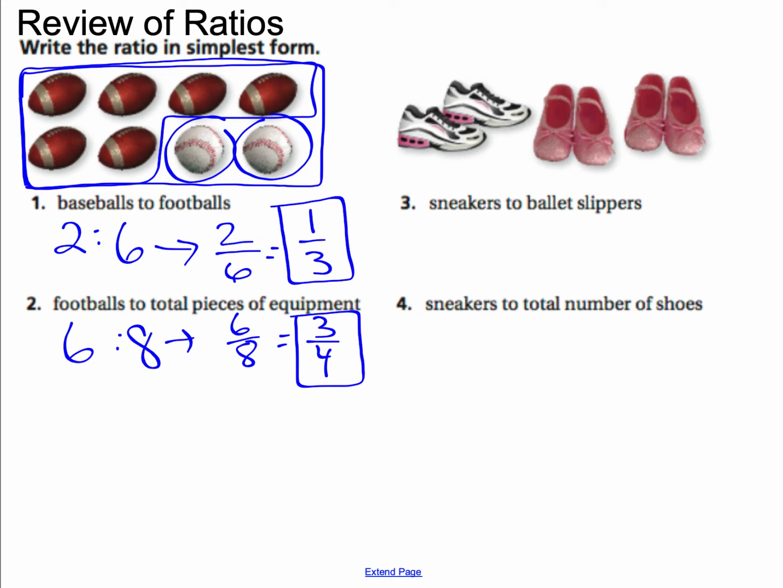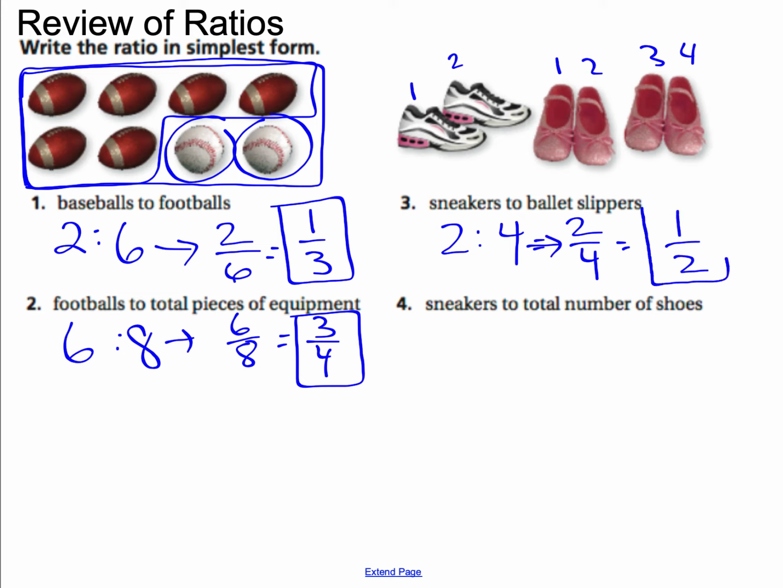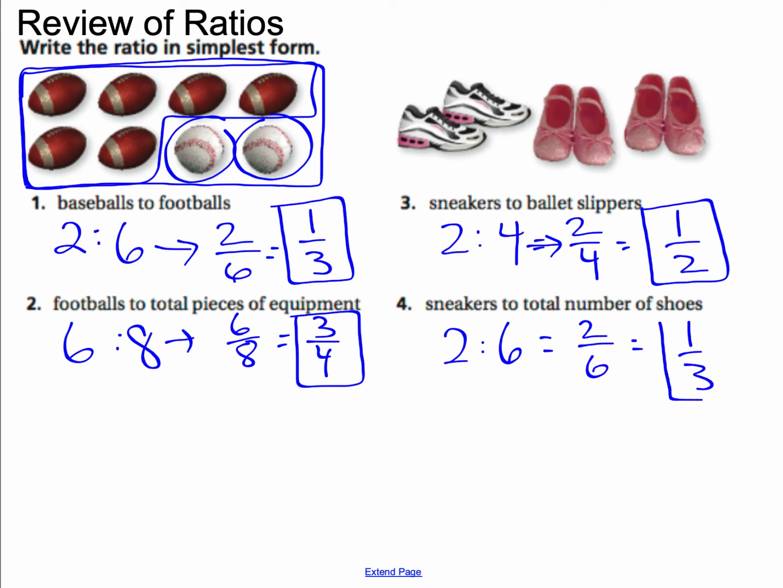Okay, sneakers to ballet slippers. There are 2 sneakers and there are 4 ballet slippers. Say 1, 2, and 1, 2, 3, 4. This gives us the fraction 2/4. And that does reduce to 1/2. There is 1 sneaker for every 2 ballet slippers. Okay, sneakers to total number of shoes. There are 2 sneakers, and ballet slippers, I guess, are a type of shoe. So there are 6 total shoes there. 2 to 6 becomes the fraction 2/6, and that reduces to 1/3. So you could say 1/3 of these shoes are sneakers.